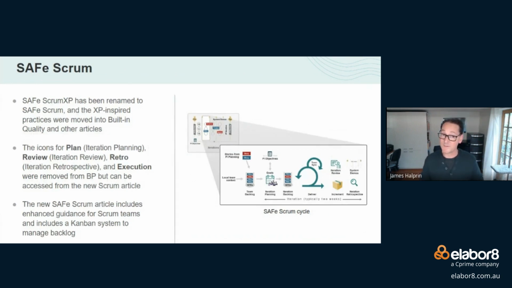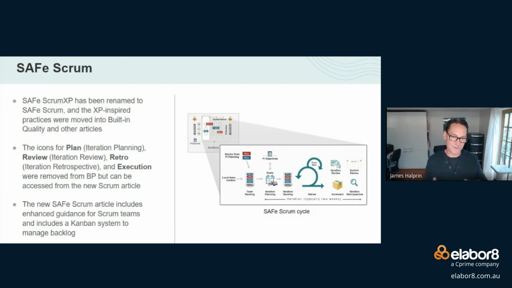SAFe Scrum is another change in 6.0. So with SAFe Scrum, we used to refer to SAFe XP. If you're familiar with that term, XP stands for Extreme Programming. So if you are a technical team, we always talked about using Scrum, but also applying some of the ideas that are contained within XP. And now we refer to it as SAFe Scrum. That certainly doesn't mean that we've retired the ideas of XP. In fact, they're still as powerful today as they have always been. It's just that we've wrapped those ideas of XP into more of the built-in quality articles.